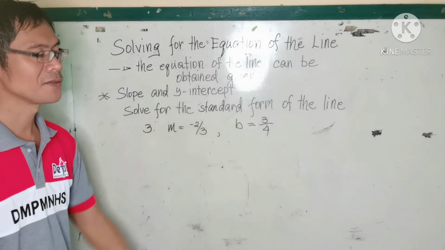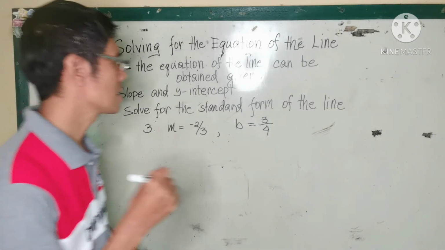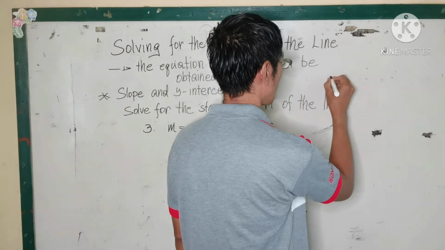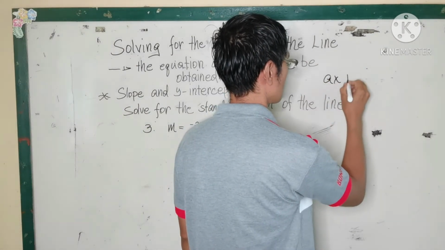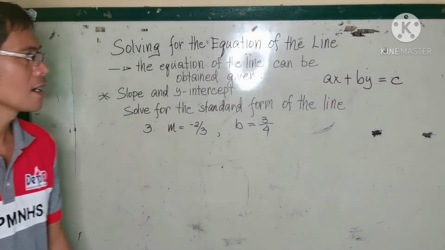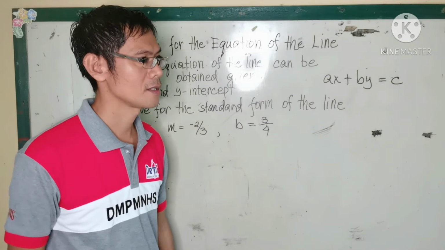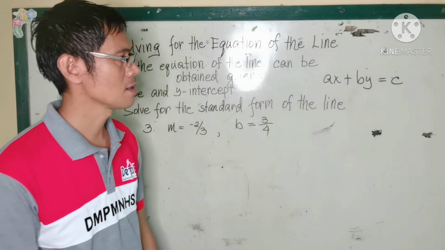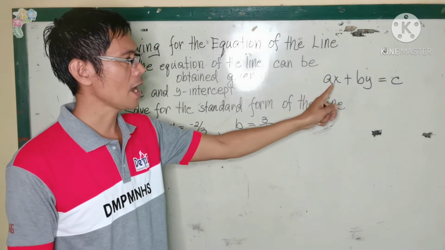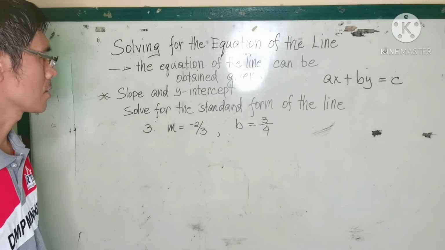So look, standard form. Again, we have to recall what is the standard form of the equation of the line. The standard form of the equation of the line is ax plus by equals c. So that is the standard form. Our constant term is located on the right side of the equation, while our ax and by are located on the left side of the equation.